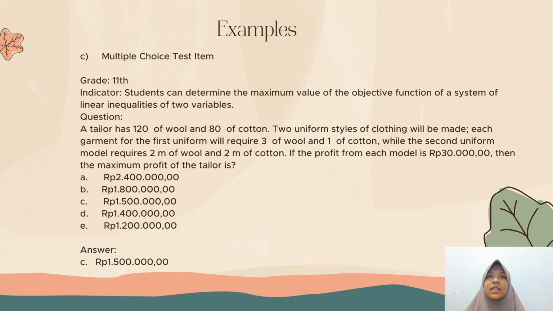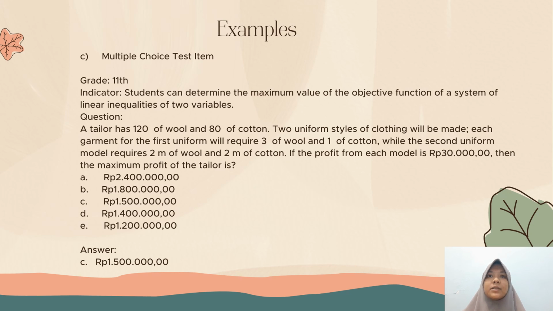And the question is, a tailor has 120 meters of wool and 80 meters of cotton. Two uniform styles of clothing will be made. Each garment for the first uniform will require 3 meters of wool and 1 meter of cotton, while the second uniform model requires 2 meters of wool and 2 meters of cotton.